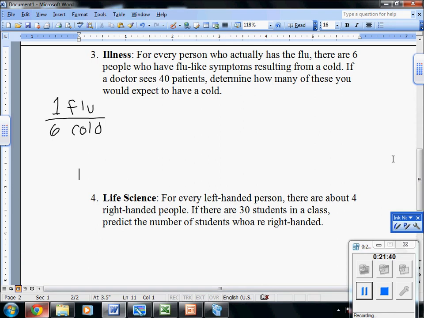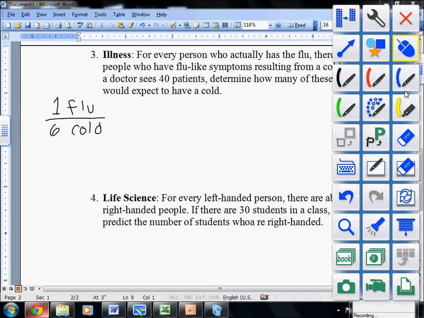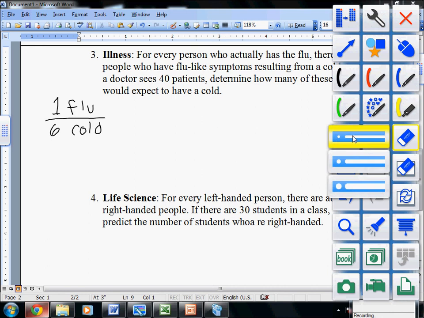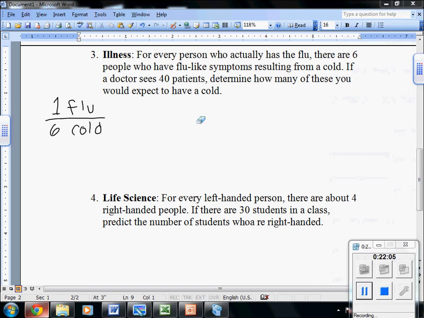So we would love to charge forward and say, okay, we have our rate, that's half of our proportion. But I'm already going to tell you now, we're going to have a problem, because take a look. It says, if a doctor sees 40 patients, did they tell us how many people had the flu or had cold-like symptoms? They didn't tell us either. Because they didn't tell us either, we can't use our rate, because we don't have a flu number or a cold number. We just have a total number, 40 patients.